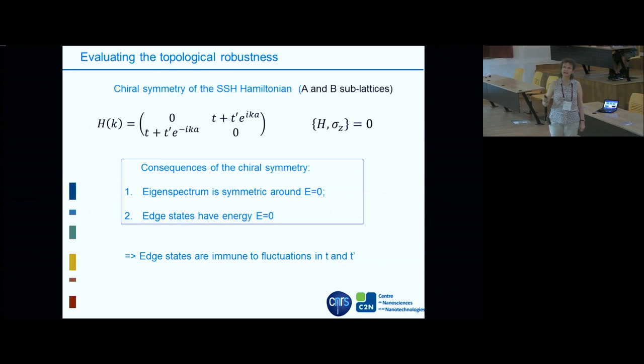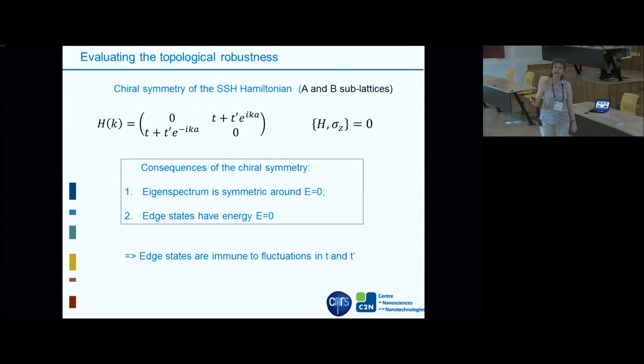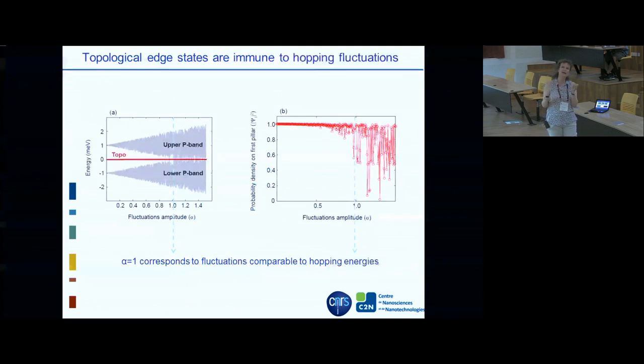And so what you see is that if you introduce fluctuation in T and T prime, but you do not modify the 0 on the diagonal, you will not affect this commutation, and so you will preserve this symmetry. It means that if you introduce disorder on T and T prime, you will not modify the energy of your edge state and its localization. We did not do that experimentally, but we show you here a simulation where we introduce fluctuation in the relative amplitude of T and T prime.